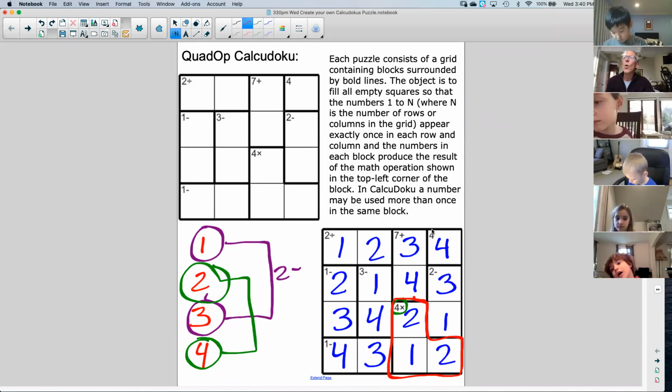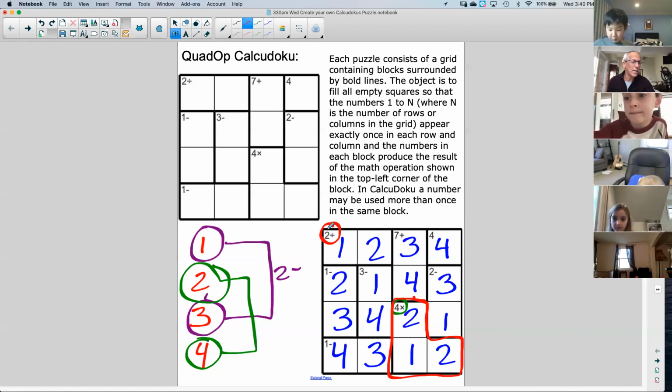Now, Tess, can you explain to me what this 2 divided means? Why are the numbers 1 and 2 in there? What does 2 divided mean? Because I don't actually know. Does anybody know what 2 divided means? A number divided by another number.